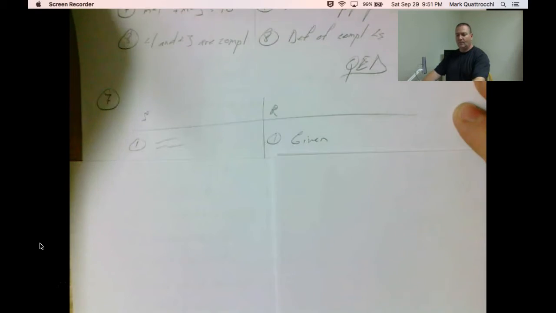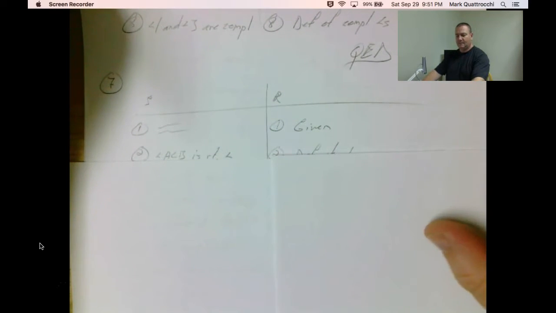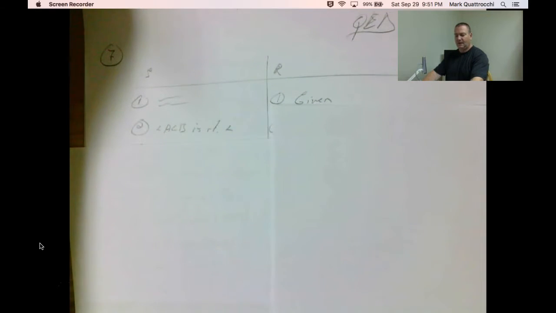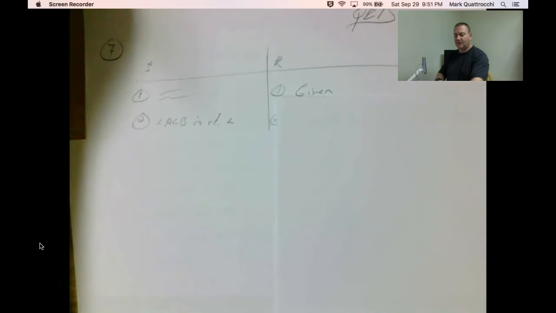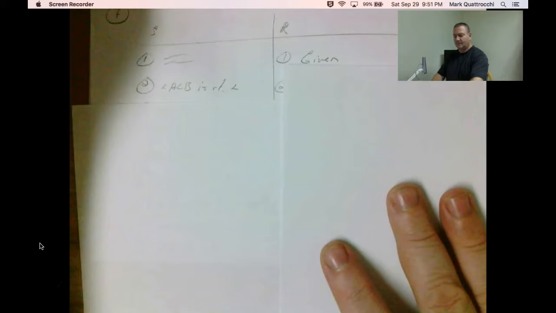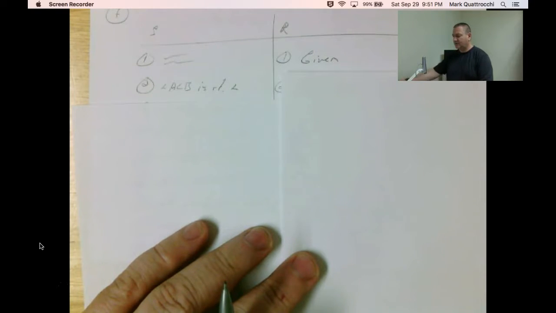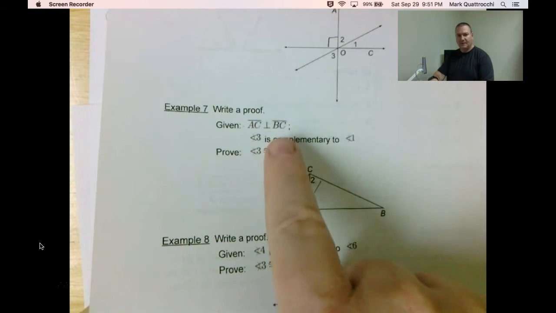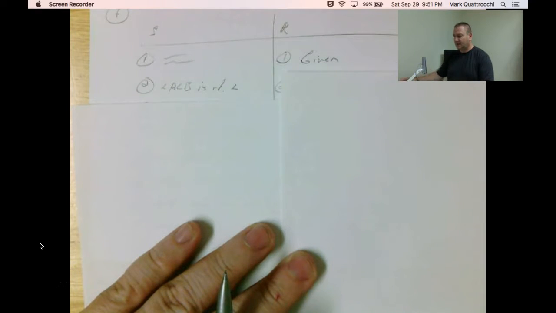Statement 2. Let's pull that up. Statement 2: angle ACB is a right angle. How do I know it's a right angle? Well, my given information says that I have perpendicular. Definition of perpendicular tells me that I have right angles.